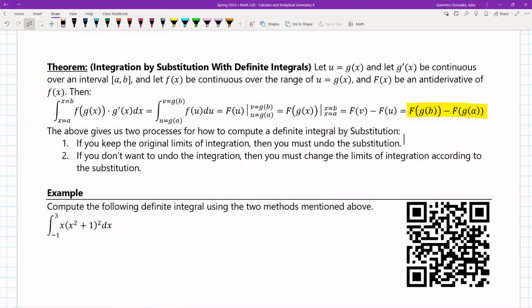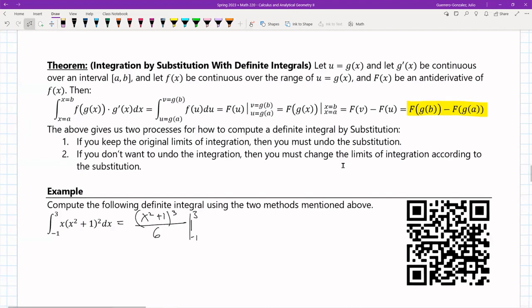So as an example, I'm going to go ahead and do this one. We already know that this integral, this was the very first integral that we did in this lecture. We know that this is going to be x squared plus 1 cubed all over 6. But now we get to evaluate it at our limits of integration. So it's going to be -1 to 3. Just how this thing states.